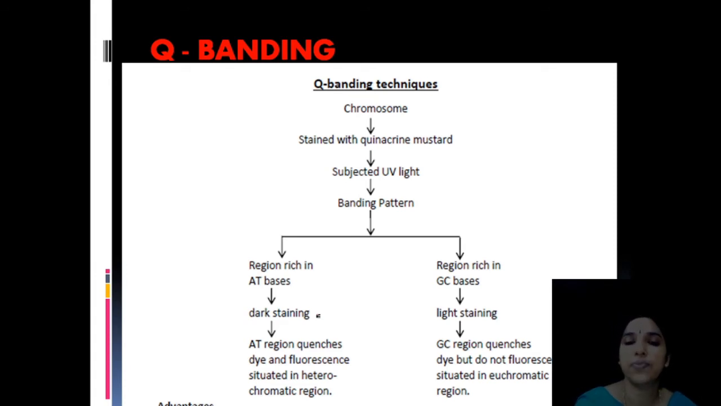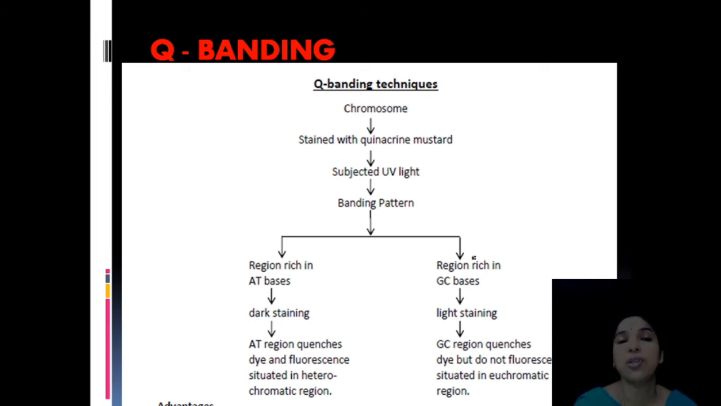So you will get two types of bands in the banding pattern. One is rich in AT bases and another one is rich in GC bases. Darker regions are AT and light regions are GC, and in the darker AT regions the dye will absorb more, in the adenine thymine regions, and you will get the darker bands. The lighter bands do not fluoresce as much. So heterochromatic regions will absorb more, that is, darker than the euchromatic regions. Okay, so that's all about Q banding.